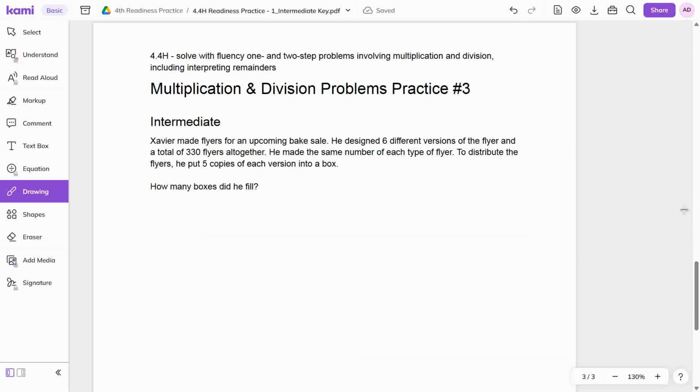For our third problem, we got Xavier. He's designing 6 different versions of the flyer, and a total of 330 flyers altogether, he made the same number of each type. So once again, we've got our equal groups.